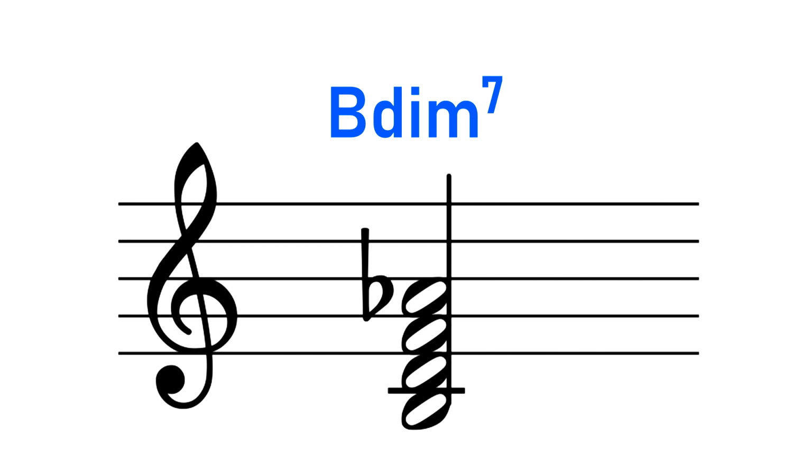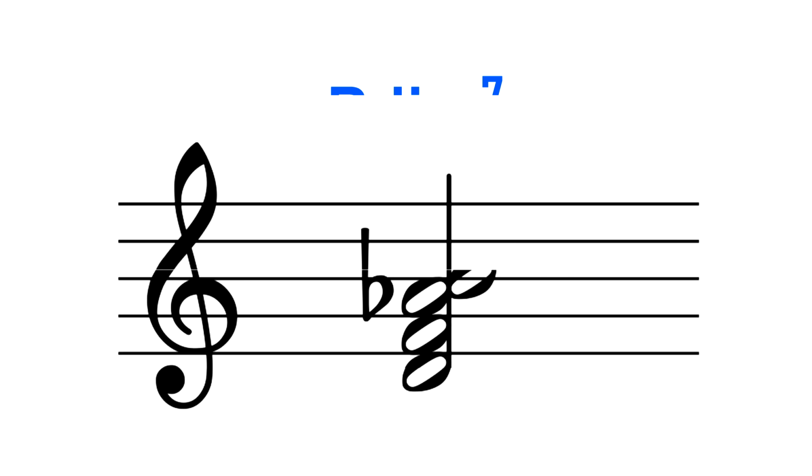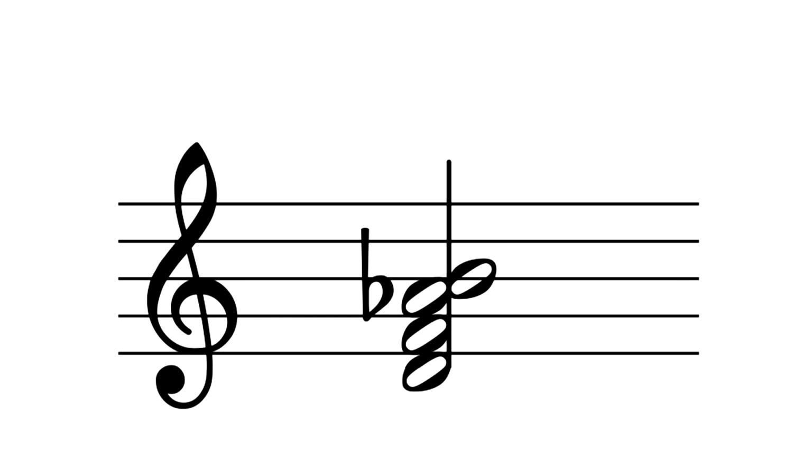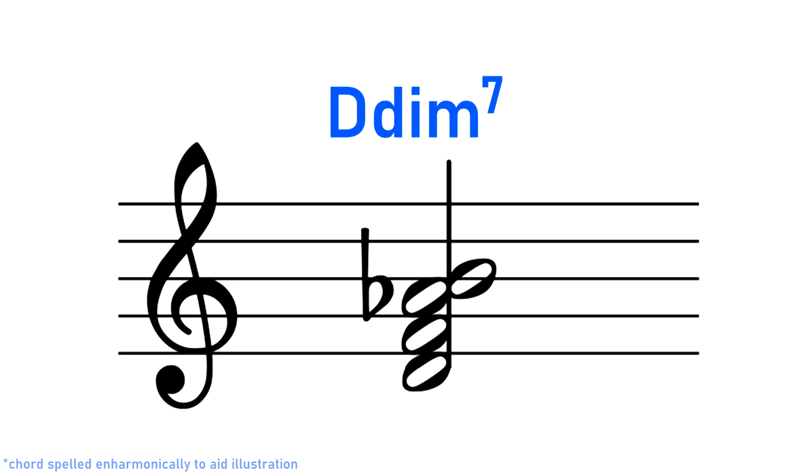If I take B diminished 7 and put the B on top, leaving D as the lowest note, it's not a B diminished 7 chord first inversion or B diminished over D. It's now just a D diminished 7 chord. This is just an odd quirk of the way that diminished 7 chords are built, but it's a good thing to be aware of when you're labelling your diminished 7 chords.